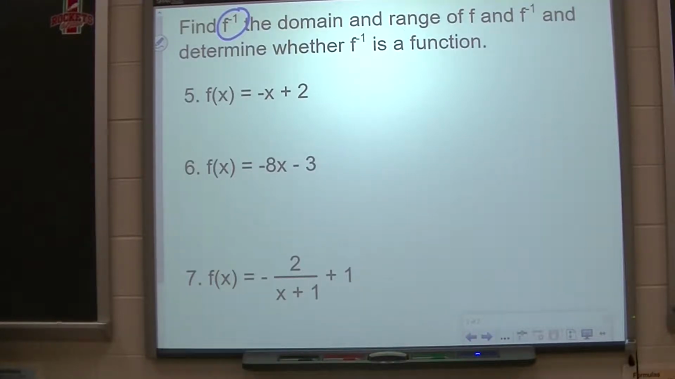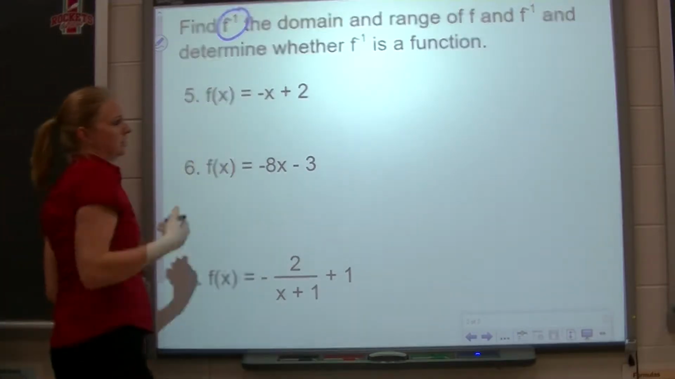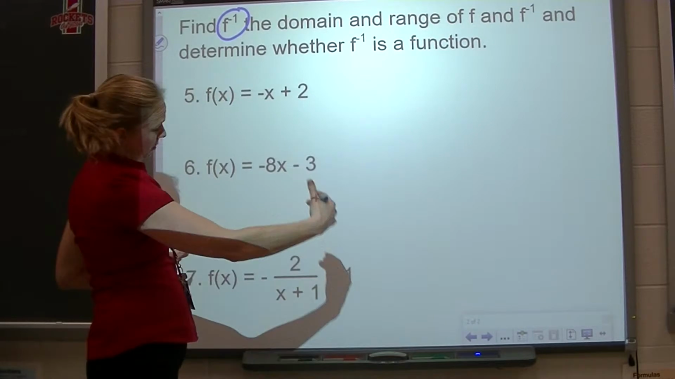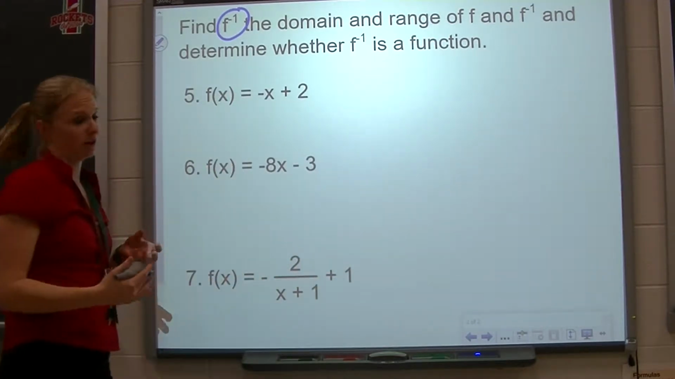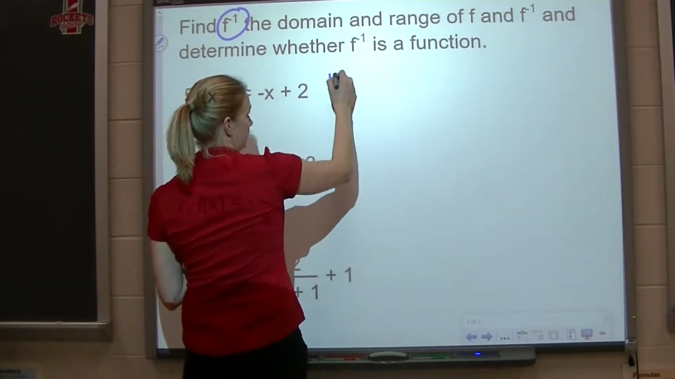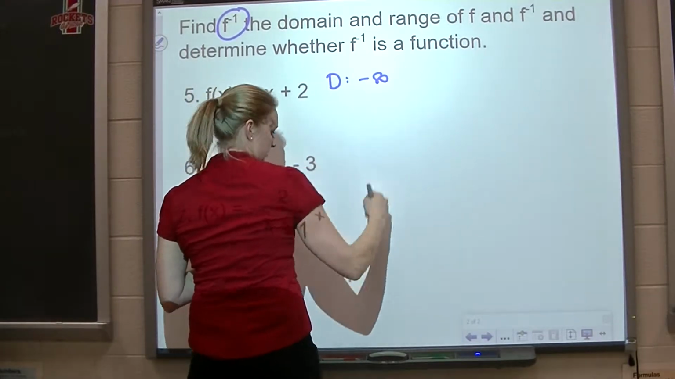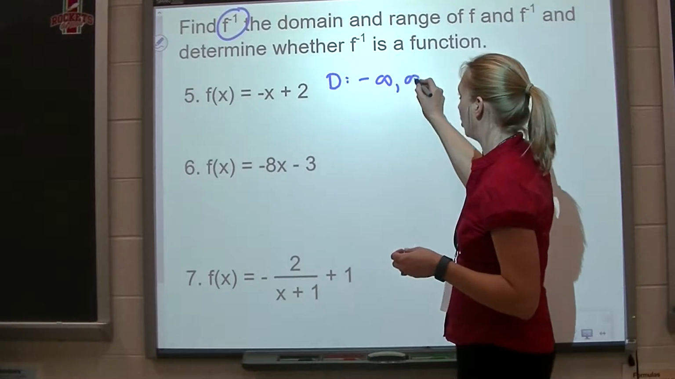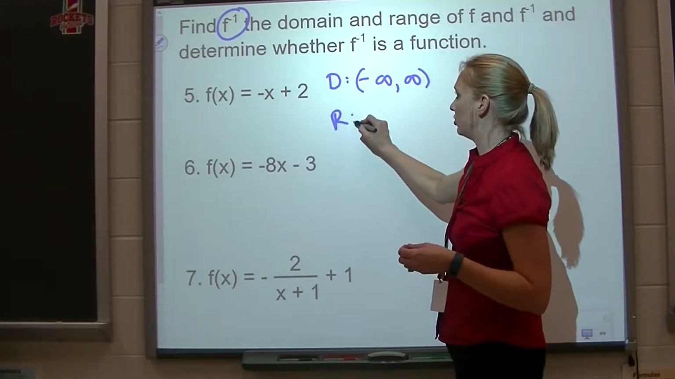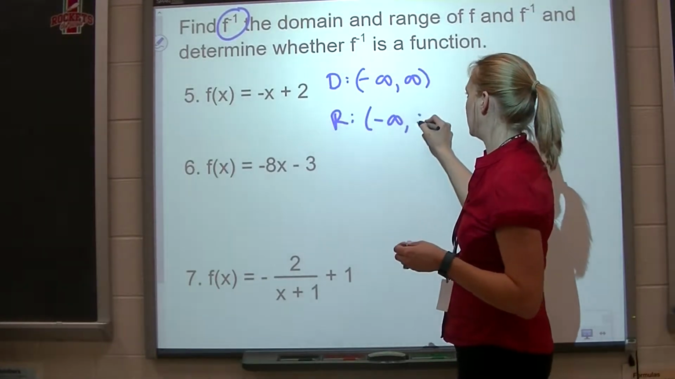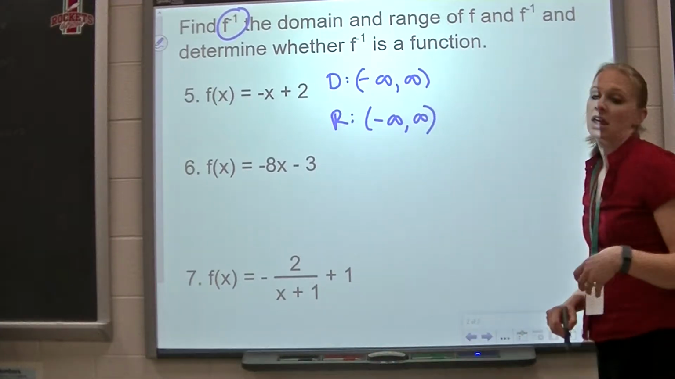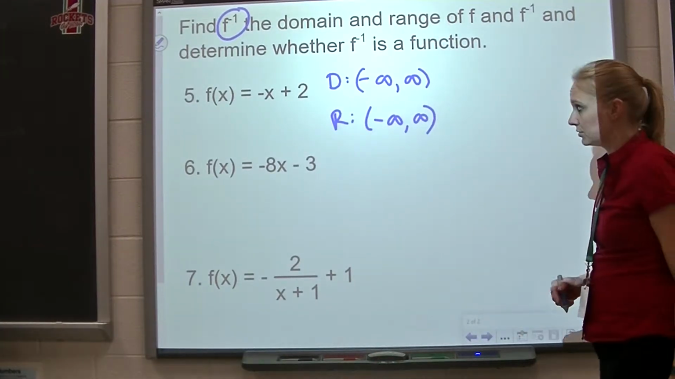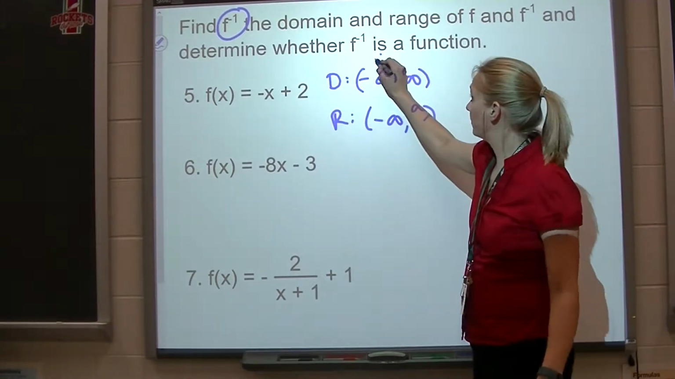All right. So now it's just finding the domain and range of each. For this first one, it is a straight line. It's going to be a diagonal. You can graph it in your graphing calculator. So our domain of this is negative infinity to positive infinity, for all real numbers. And then the range is the same, negative infinity to positive infinity. Again, all real numbers. So that's our domain and range of f.